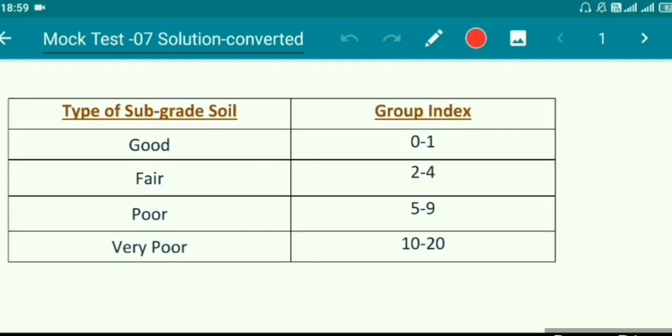Here is the chart from where you can identify the type of subgrade soil corresponding to the value of group index. So if the subgrade soil is good, then the group index value will lie in between 0 to 1. In case of fair, the value is in between 2 to 4. In case of poor, as mentioned in our question, the value of group index lies in between 5 to 9. And in case of very poor subgrade soil, the value lies in between 10 to 20.